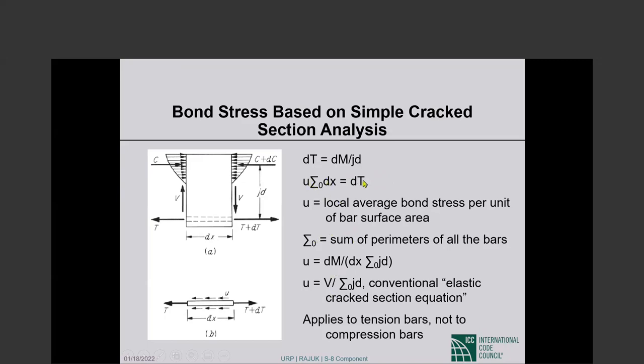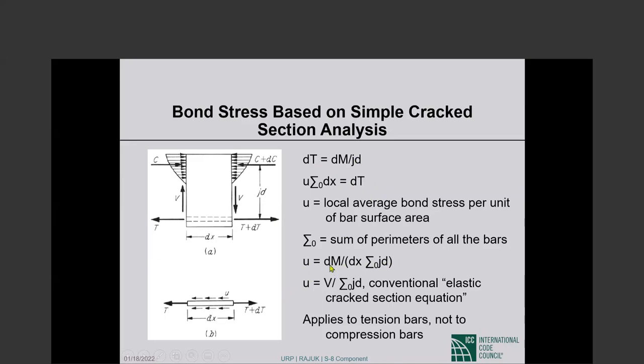u is dT over sigma sub 0 dx. Now, dT is dM over jd. So if we combine the two equations together, u comes to dM over dx sigma sub 0 jd. This is from the two equations. I don't know that I need to go into any more details. Very straightforward.